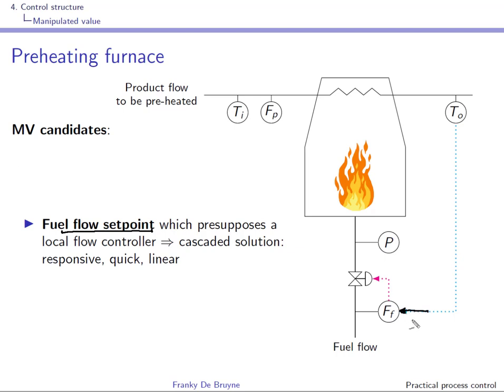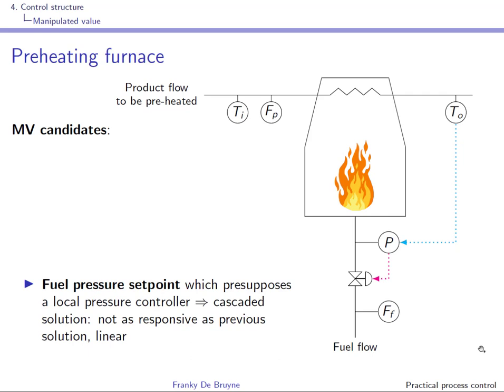Okay, and if you implement this local flow controller, you can set the fuel set point directly, right? And if you look at the overall solution for the temperature controller, this of course leads to a cascaded solution, right? You have a temperature controller that sets the fuel set point for this slave fuel flow controller, right? And this leads to a responsive, quick and linear behavior, because this internal loop here will have a linearizing effect.